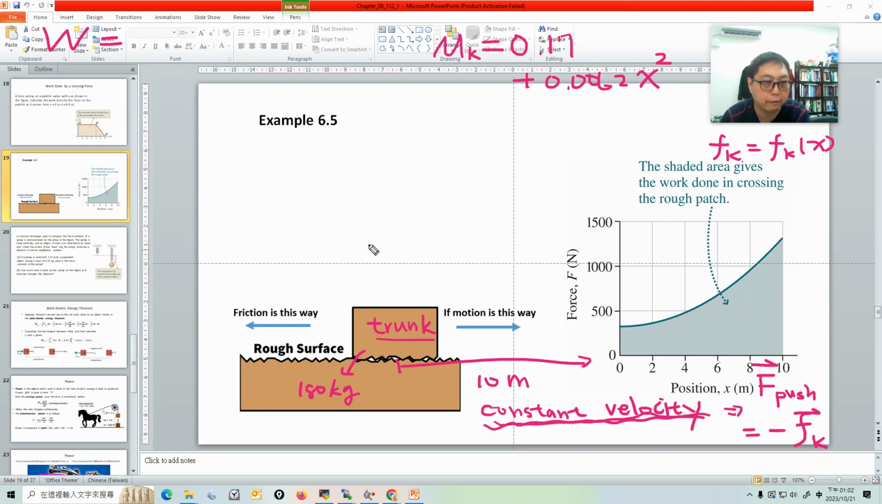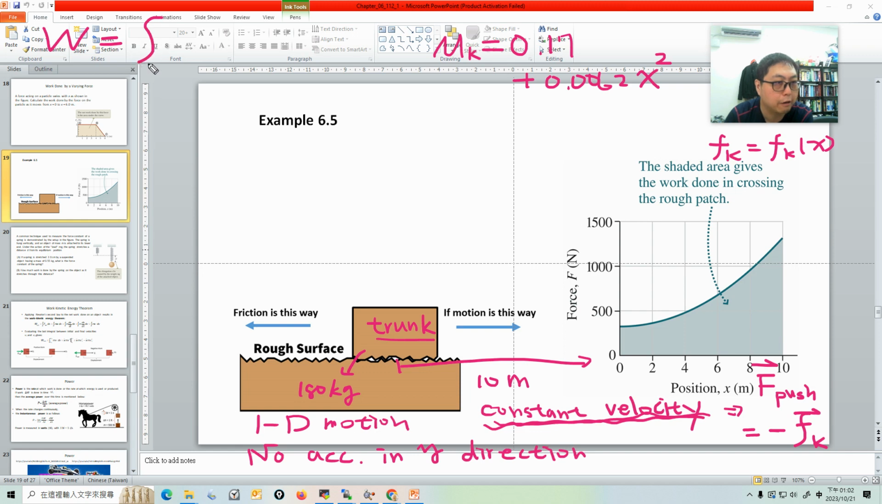For this problem, we assume 1D motion along x, and there is no acceleration in the y direction. So let's calculate the force, because the force is varying. The push force is right opposite of the friction force, and the friction force is a function of x. That means your pushing force must also be a function of x to make constant velocity motion.